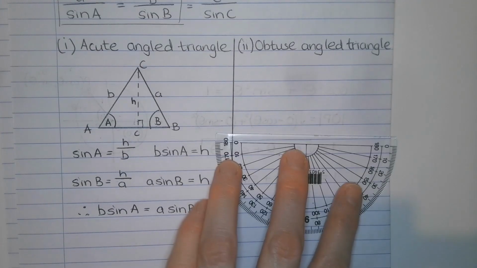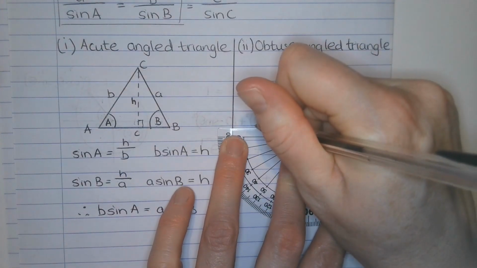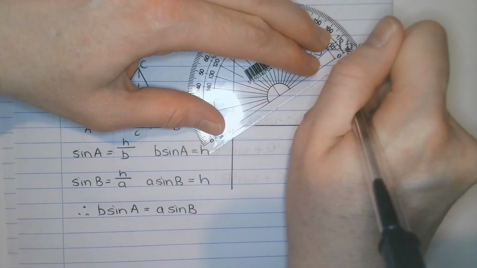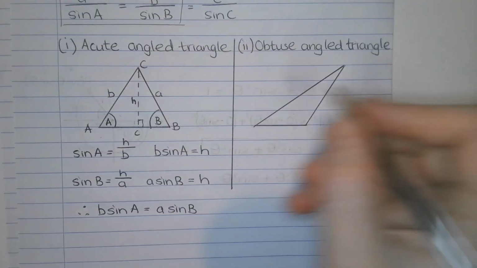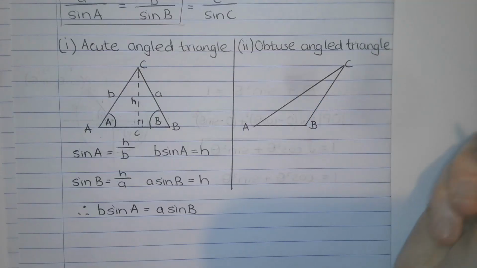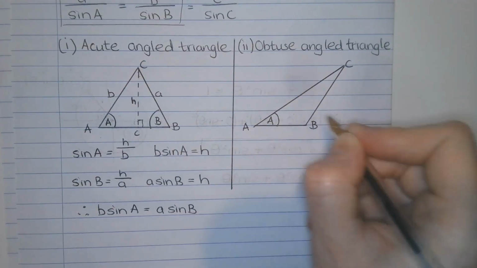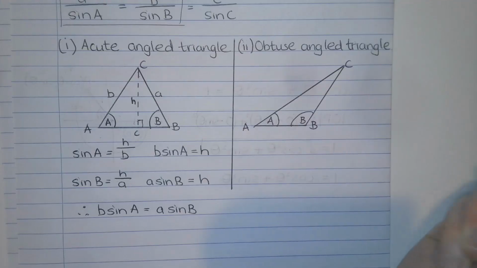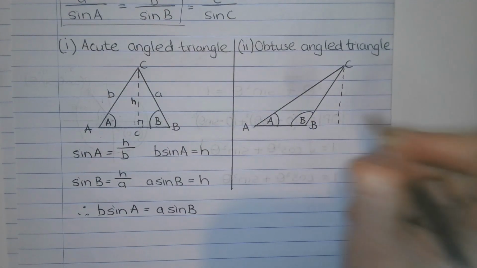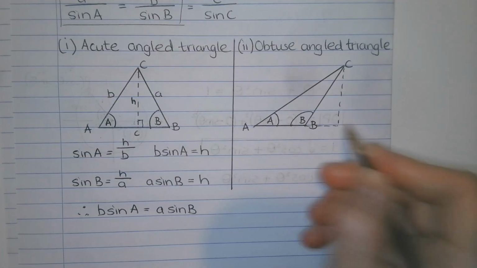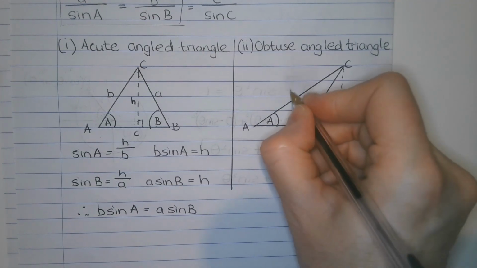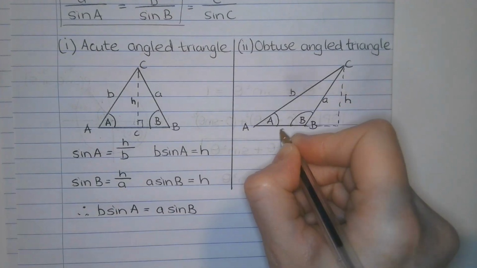If we look at it from the point of view of an obtuse angle triangle for a second, we're going to try and do something similar. So again, we have A, B, and C. We have an angle A and an angle B that we're interested in. And outside this triangle, I'm going to draw my perpendicular line. And again, I have a height of h. This is my side b, a, and c.